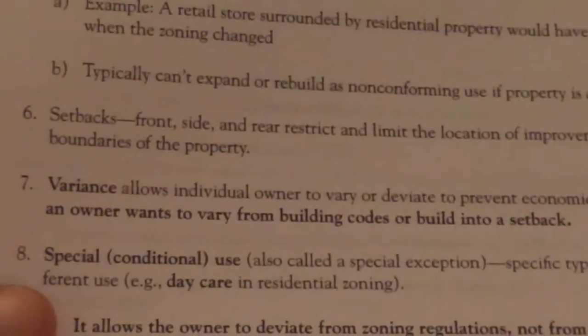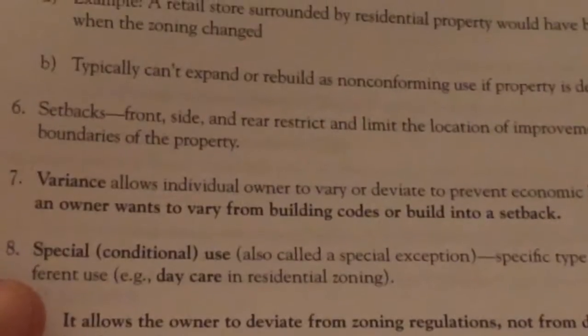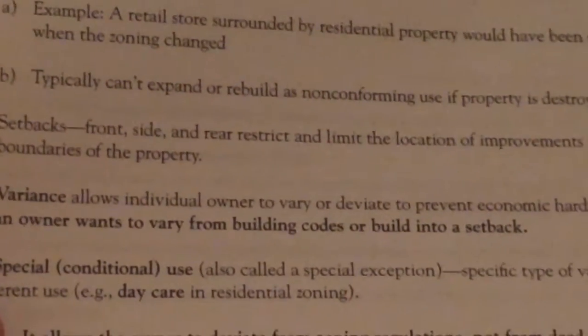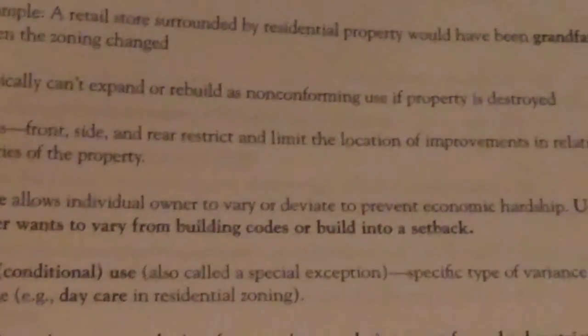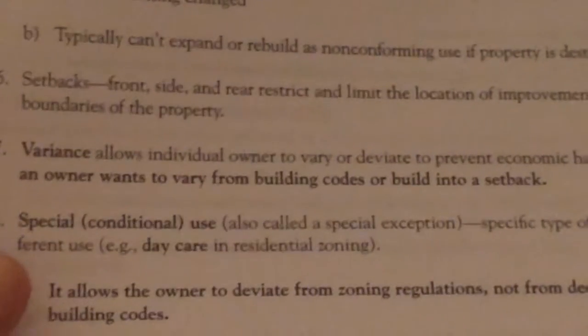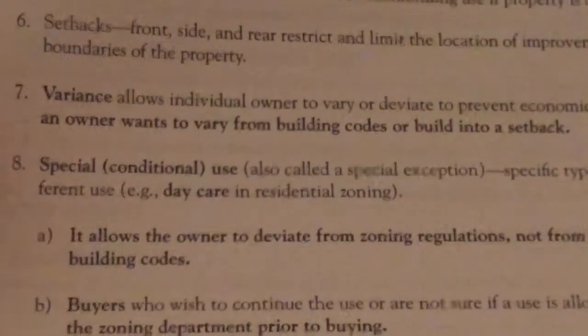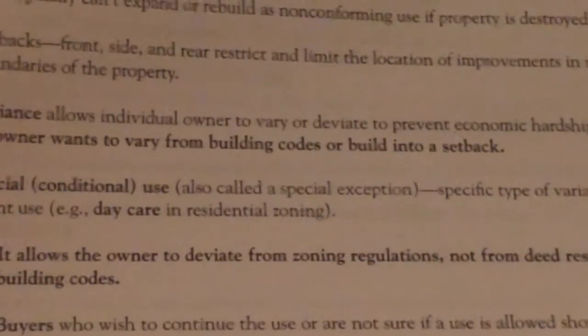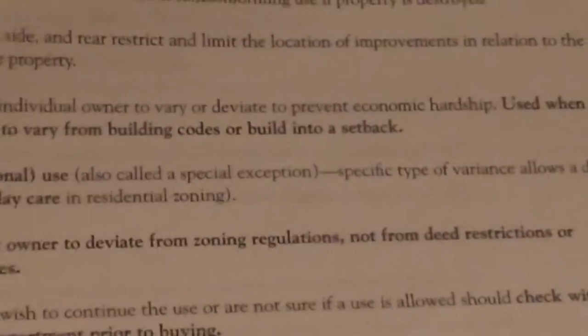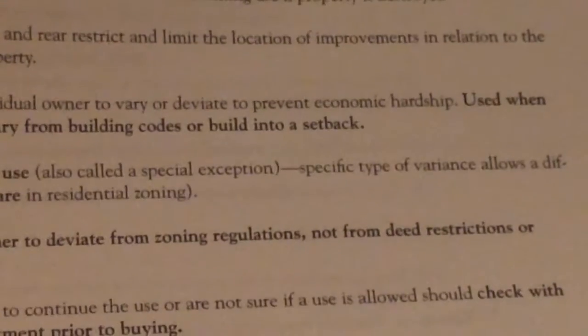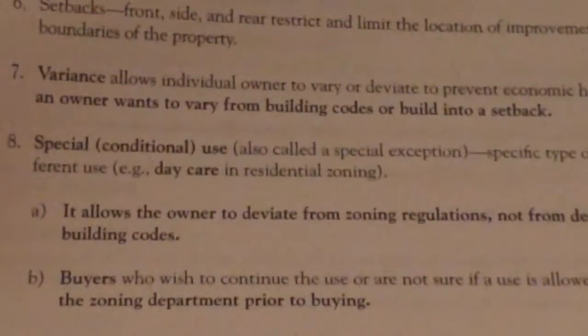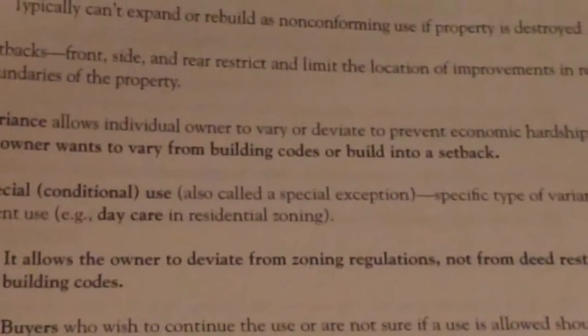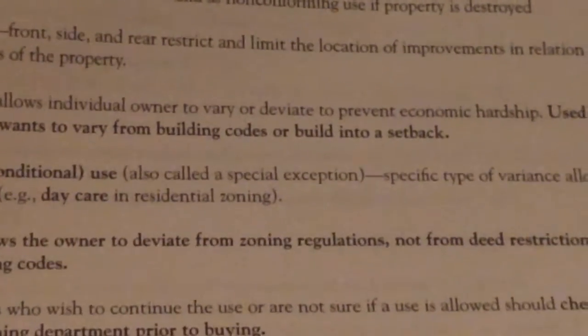6. Setbacks: front, side, and rear restrict the location of improvements in relation to the boundaries of the property. 7. Variance allows individual owner to vary or deviate to prevent economic hardship, used when an owner wants to vary from building codes or build into a setback.